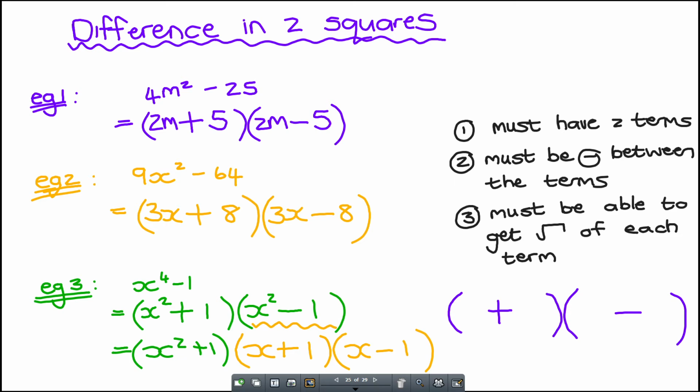So now I'm going to say, okay, that will be a new 2 brackets, one with a plus, one with a minus. Square root of x squared will be x, and square root of 1 will be 1. So the only thing is, we factorize, and then you factorize again. But the part that was written in the front here didn't change, so you'll see I just rewrote it.